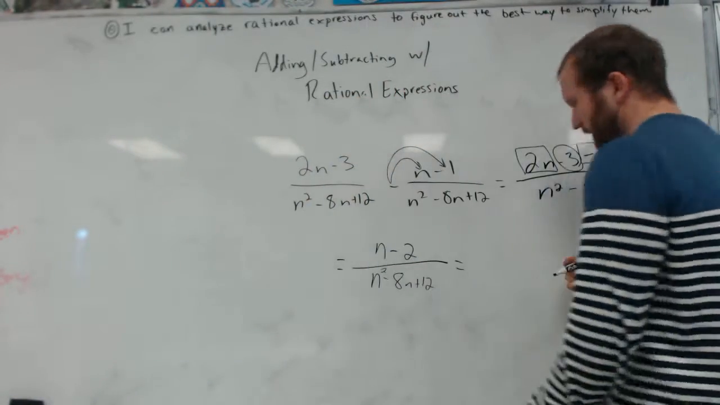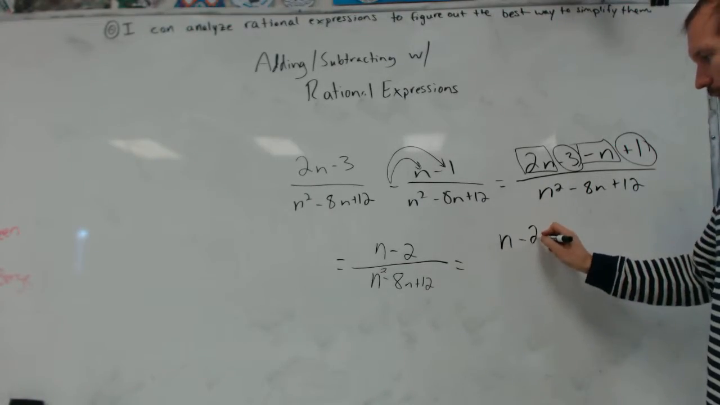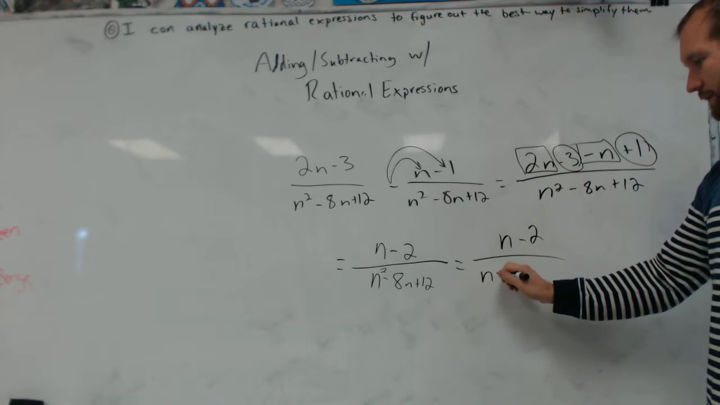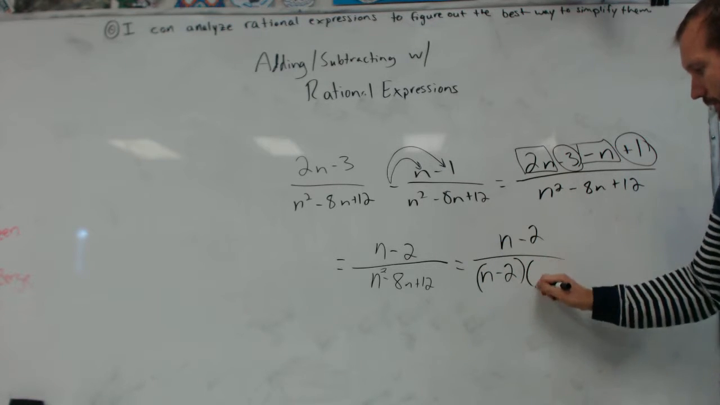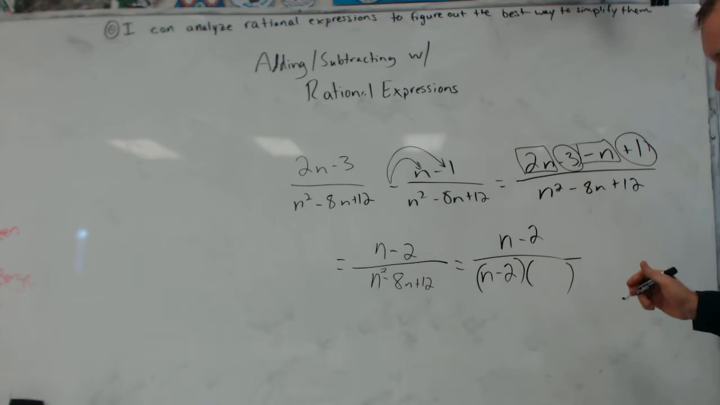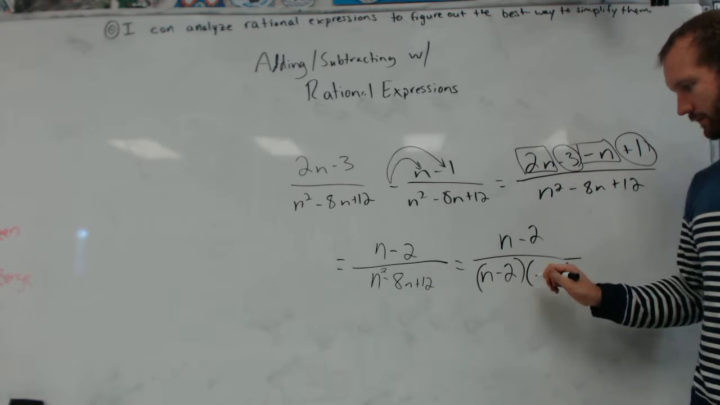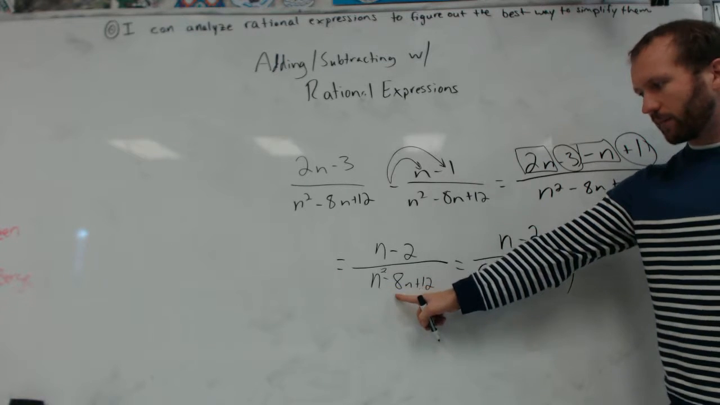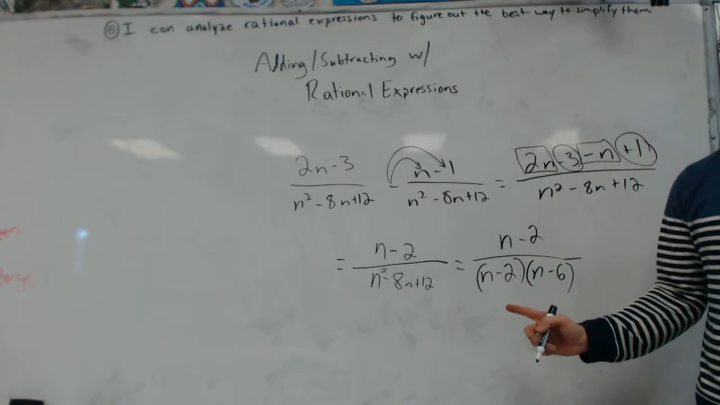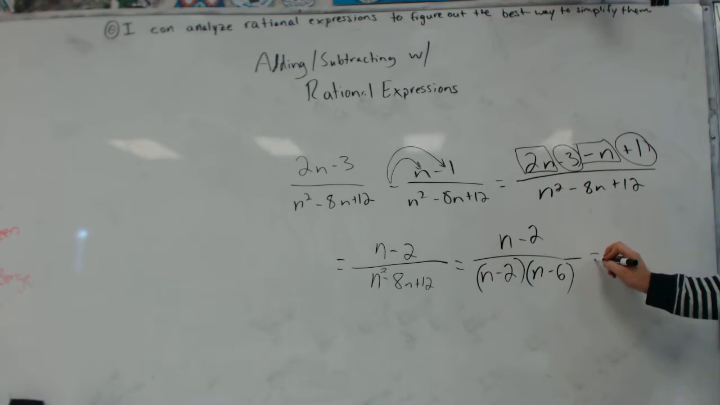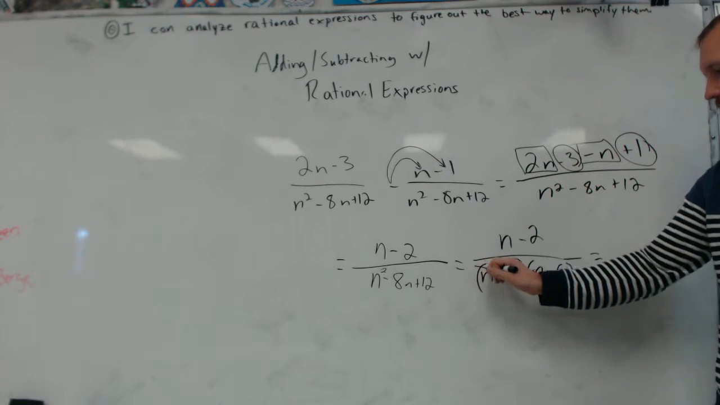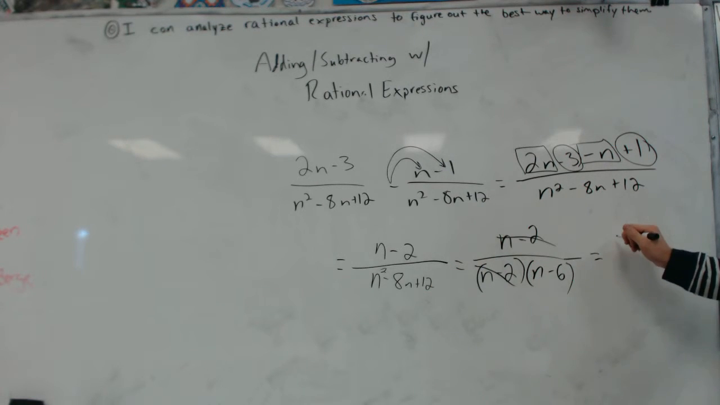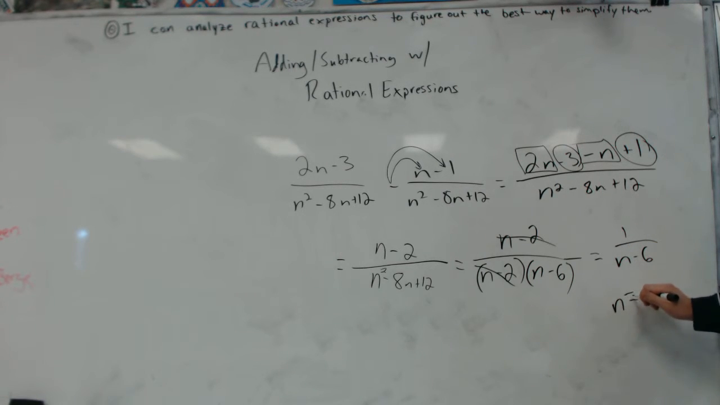Okay, my guess is that I'm going to be able to factor n minus 2 out of the bottom. Let's see. N minus 6. Would n minus 6 then give me the minus 8n? Yes, it would. So that works. These are factors of this. So then I can cancel the n minus 2, and I'm left with 1 over n minus 6, as long as n does not equal 6 or 2.